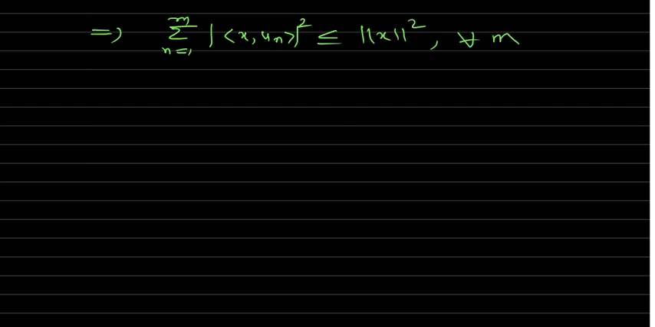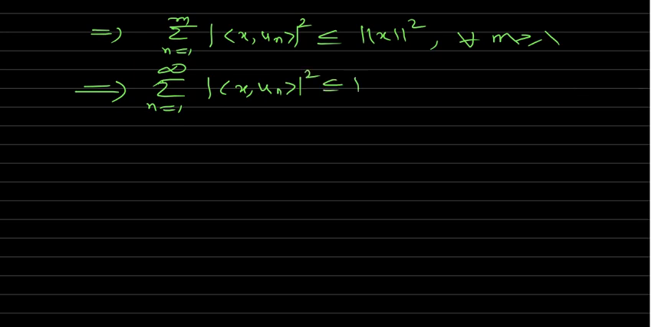Okay. So letting m approach to infinity, this gives summation n runs from 1 to infinity inner product x with un, its square, is less or equal to norm x square. So that was the inequality. Okay, now we prove equality if and only if this x is equal to the sum.